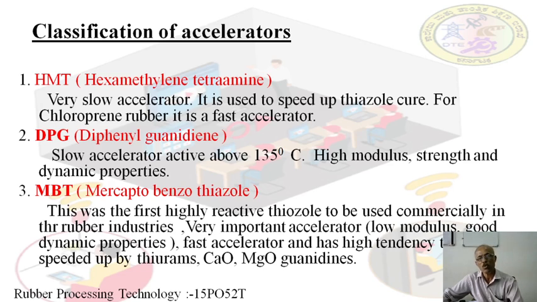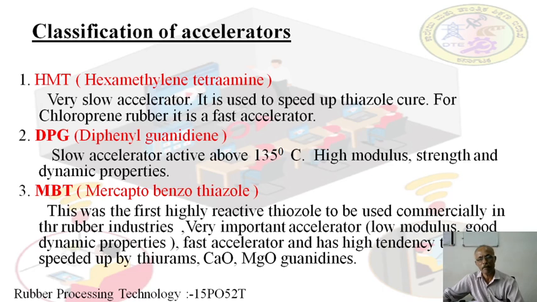It is a very slow accelerator. It is used to speed up thiazole cure for chloroprene rubber. It is a fast accelerator. Second one, DPG, diphenyl guanidine. Slow accelerator, active above 135 degrees centigrade. High modulus, strength and dynamic properties.